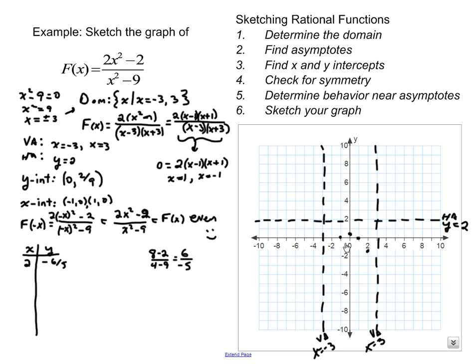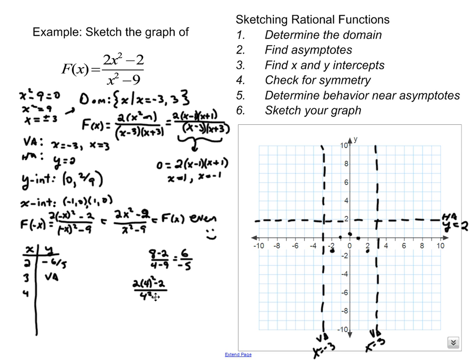Of course, whatever happens on the left happens on the right in an equal sort of way. So we kind of get a picture of what's going to happen right here in the middle. What happens at 3? Well, that's a vertical asymptote. Same thing with negative 3, so we don't need to worry about it. But what happens at 4? Well, we'll try 4. Remember, that's 2 times 4 squared minus 2 divided by 4 squared minus 9.